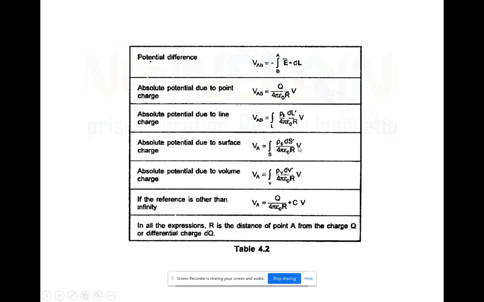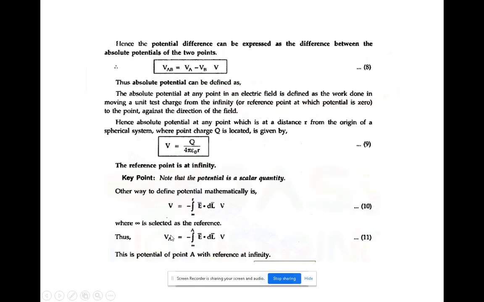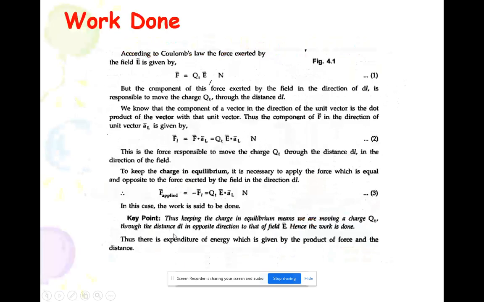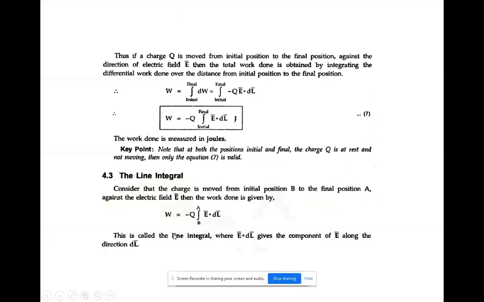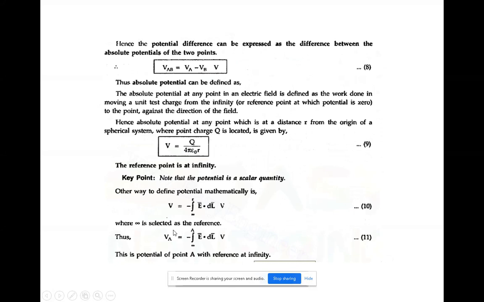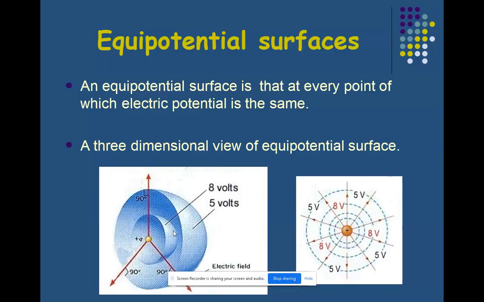So R represents the distance between the point A and B. Okay. That's all about your potential difference. Electric potential difference. Any doubt in this? You can ask me now. So equipotential is nothing but equally you'll be having the electric potential. This same potential will be outside. Okay.